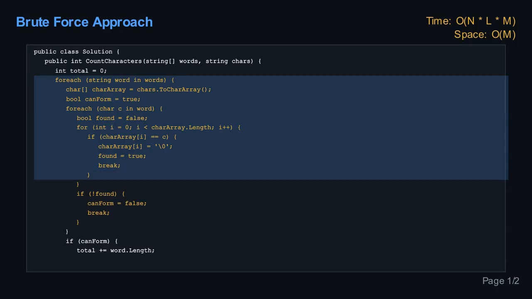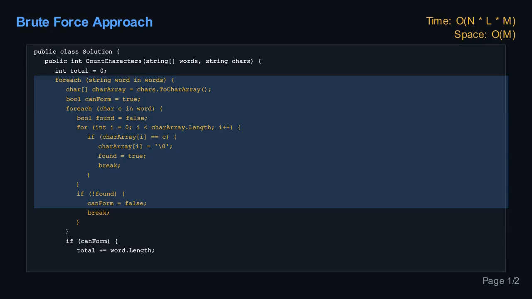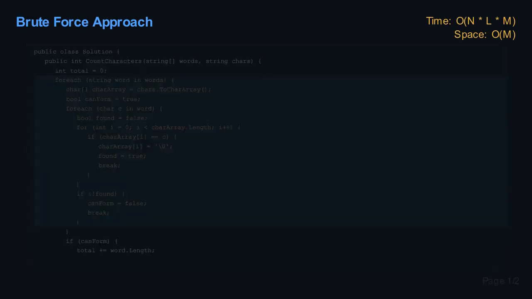This approach leads to a time complexity of roughly O(n * L * m), where n is the number of words, L is the average word length, and m is the length of the chars string. Space complexity would be O(m) for the mutable character array.